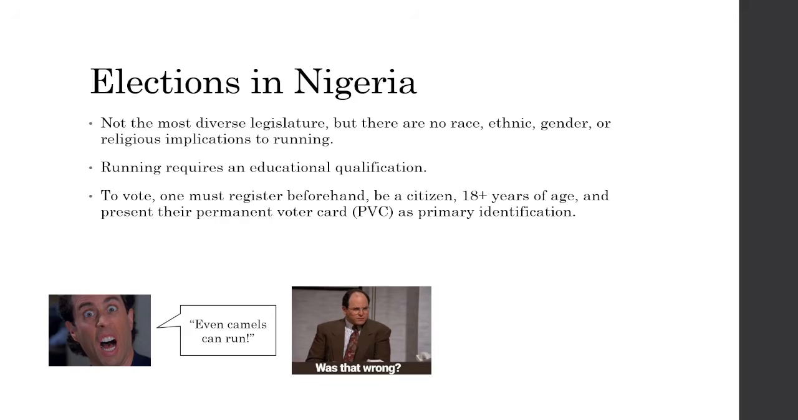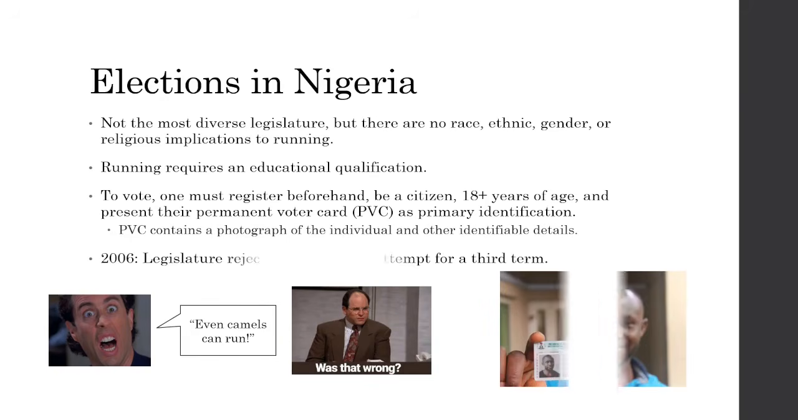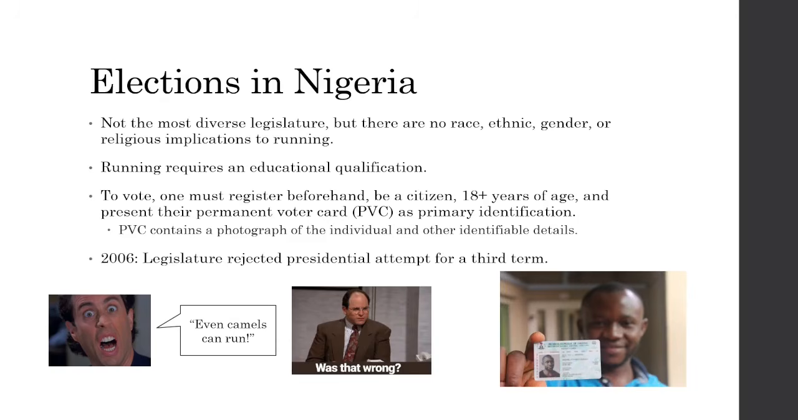To vote, there is a registration process. You have to be a citizen, 18 years of age. You also have to have a permanent voter card as primary identification. So you have to have an ID to vote in Nigeria. Same as in Mexico. And this ID gets you the photograph of the individual and other identifiable details. And then in 2006, the legislature rejected presidential attempts for a 3rd term. So that shows checks and balances.